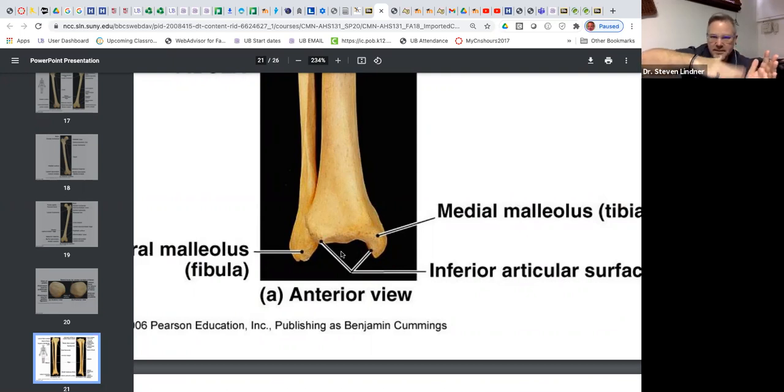And that's what's going to make your ankle work like a hinge, like to dorsiflex and plantar flex, is the junction of the talus with these two bones. And this kind of looks like a monkey wrench, like an upside down monkey wrench.